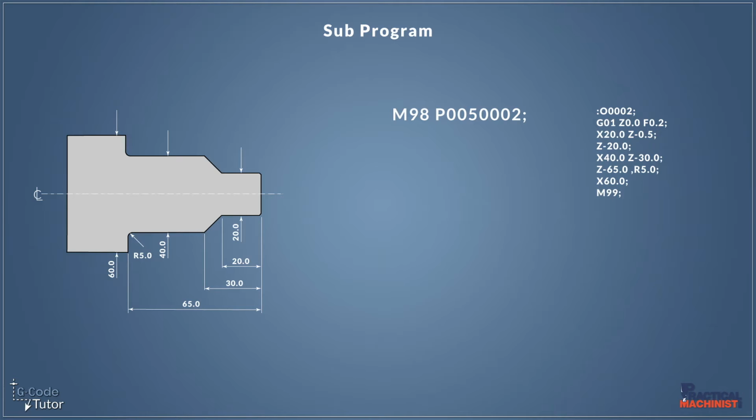Now, I'd also like to note here, as we run through our subprogram, the very last line here is M99. So what M99 does is this is the command to return back to our main program once the number of repetitions has been run.